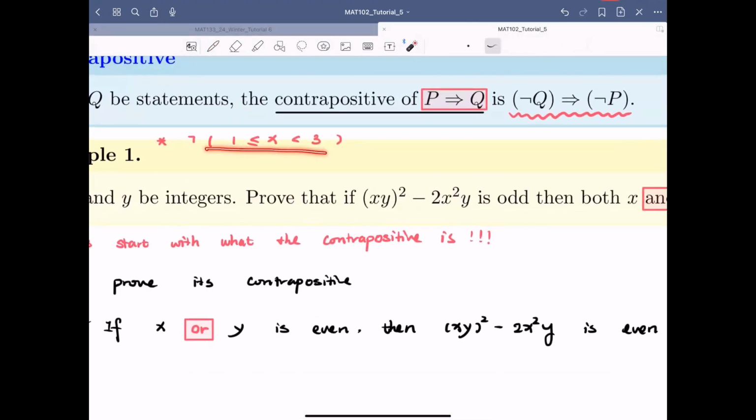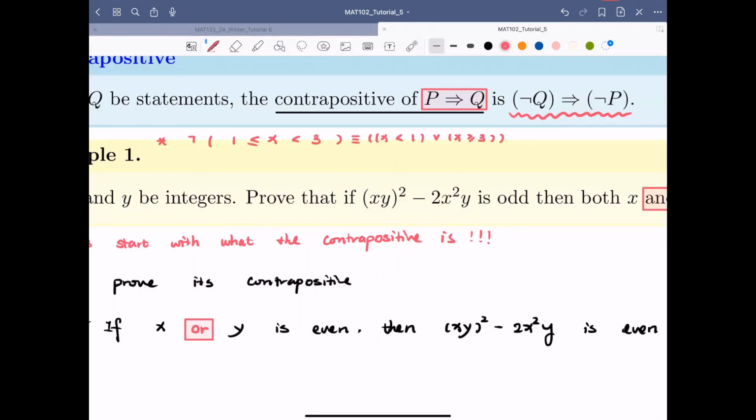So this is what I want to say. This is also an and statement, because x has to be greater than or equal to 1 and smaller than 3. If you negate it, you need to negate it to be an or statement. So that's going to be x is smaller than 1, or x is greater than or equal to 3.